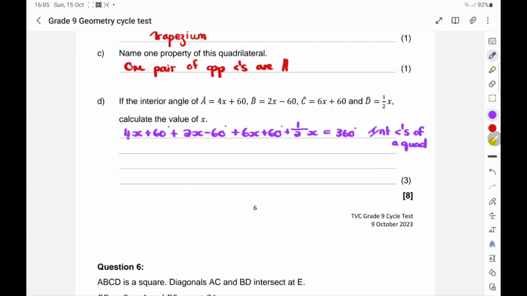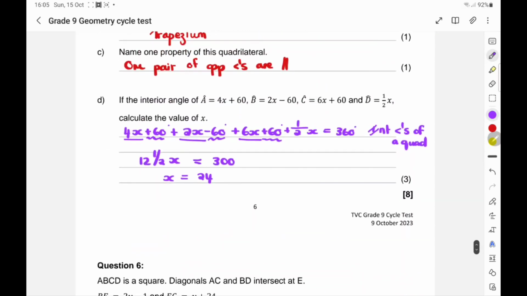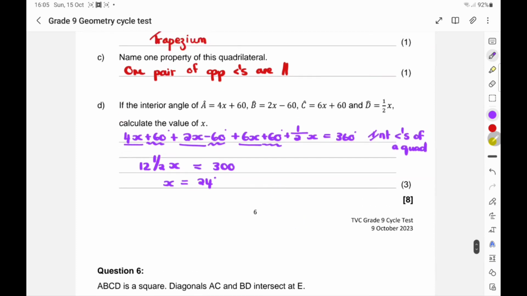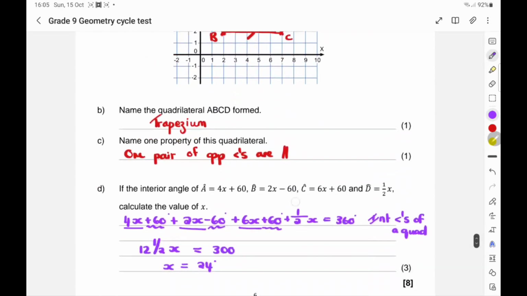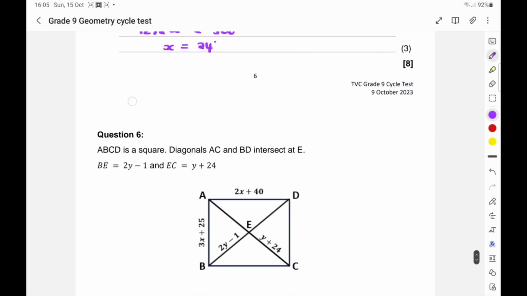Okay, so then I'm going to add all my x's. 4x plus 2x is 6x, plus another 6x is 12x, and that half gives you 12 and a half x. And 60 minus 60 is 0, plus 60, I'm going to subtract it on the other side. 360 minus 60 is 300, and 300 divided by 12 and a half gives you that x is 24. Okay, and we could have added a degree sign, 24 degrees, but yeah. Hope that makes sense.